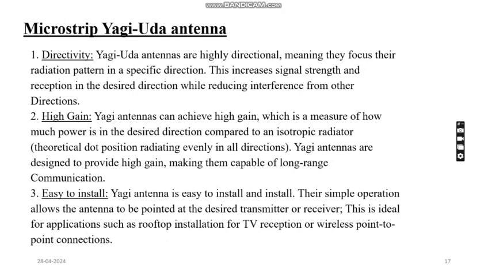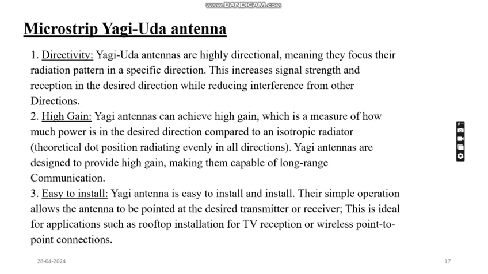Well, this is a microstrip Yagi-Uda antenna. Why do we use a Yagi-Uda antenna? Because of its directivity. It increases directivity by focusing the radiation pattern in a specific direction. This increases signal strength in the desired direction while reducing interference from other directions. Well, it has a high gain. Gain is used to describe how much power is radiated in the desired direction compared to isotropic radiation.